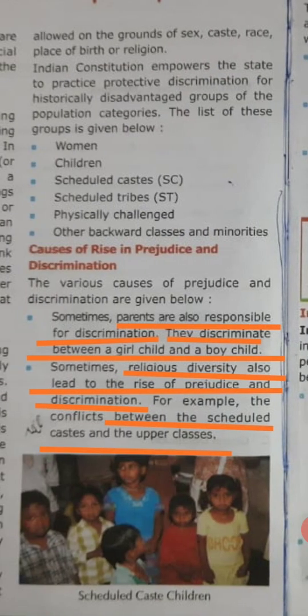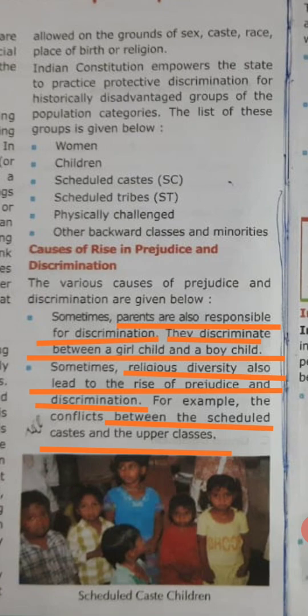Now we will see. We stopped at the point where we saw the disadvantaged groups of the population who are being discriminated against on many bases. We include in them women, children, scheduled caste, scheduled tribe, physically challenged, other backward class and minorities. Today we will see what are the causes which gave rise to prejudice and discrimination, or what are the reasons that lead to prejudice and discrimination in the society. Let's start now.